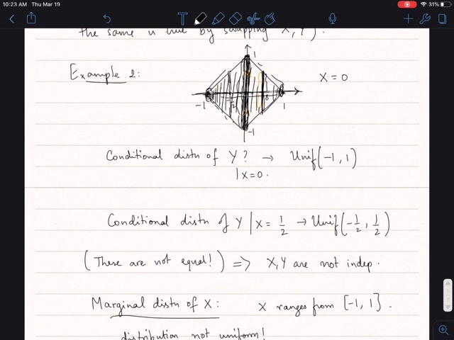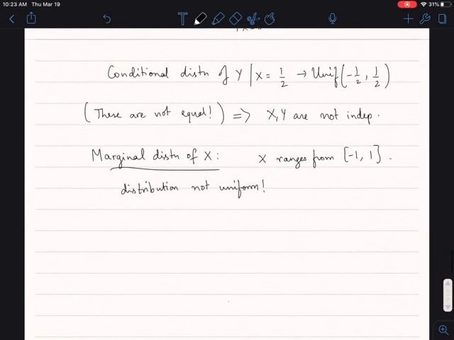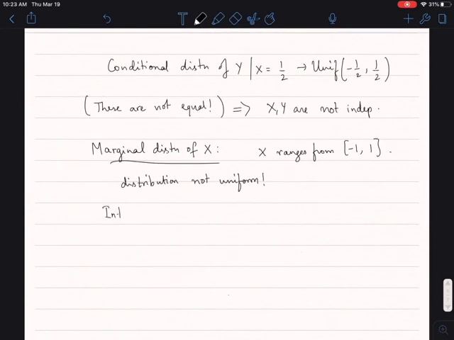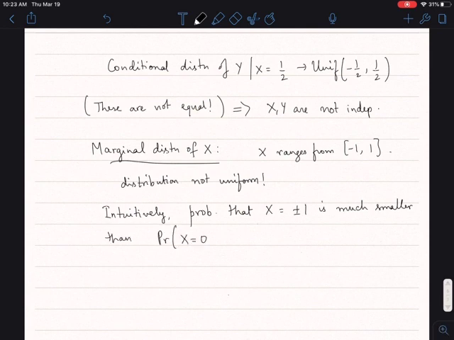So you observe right away that, at least intuitively, the probability that x equals ±1 is much smaller than the probability that x equals 0. Or at least the density functions, the PDF values, must be much smaller. Okay, so now let's see how you formally compute this.